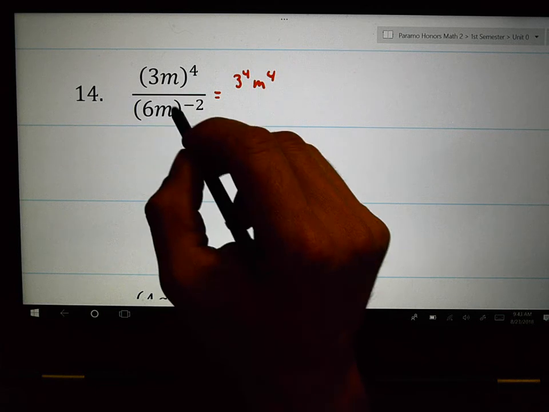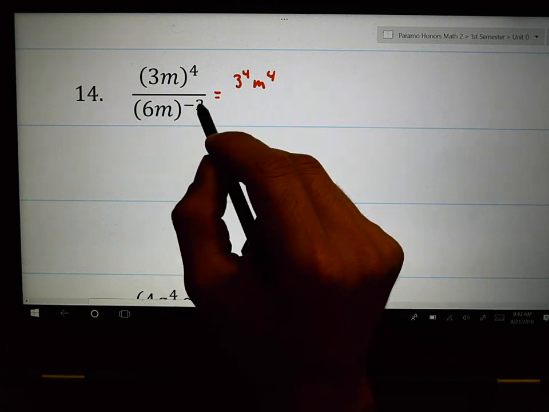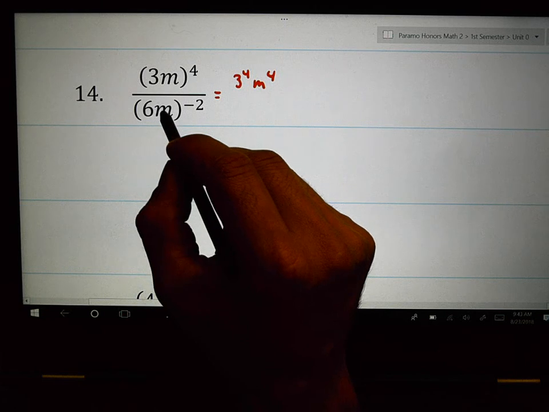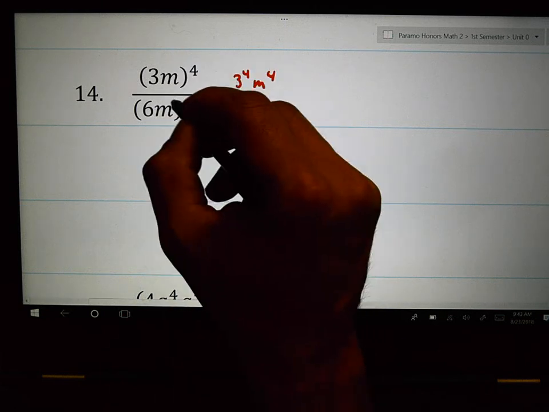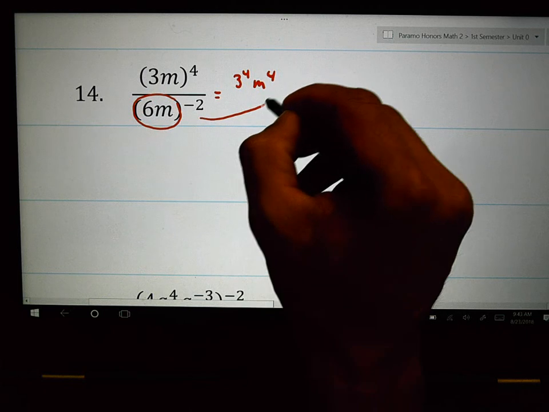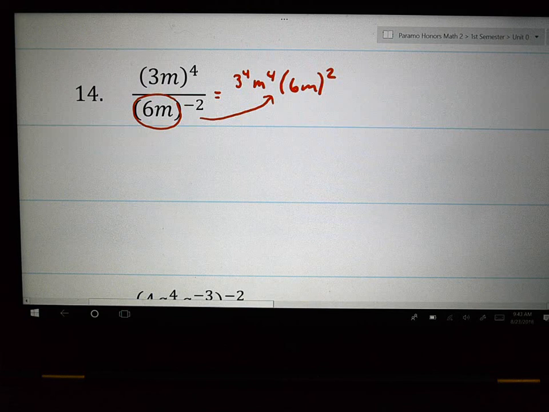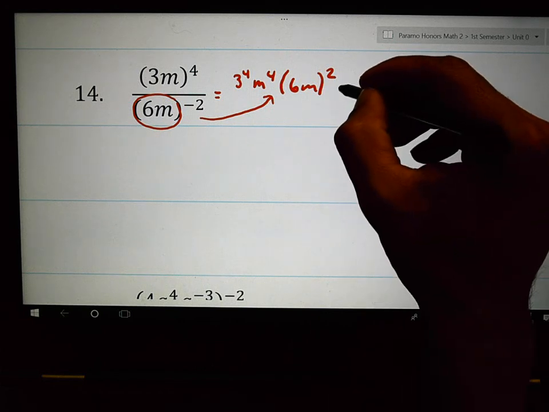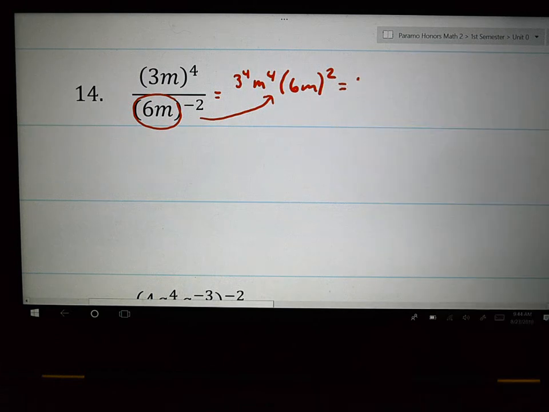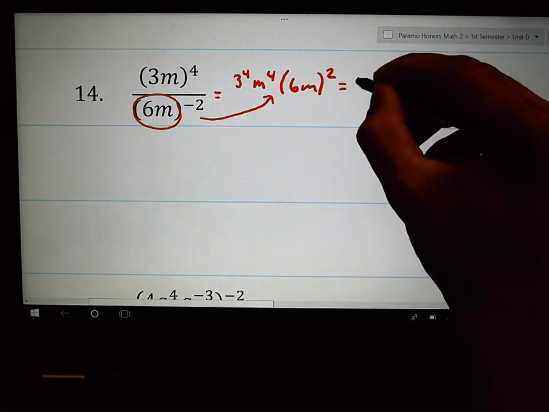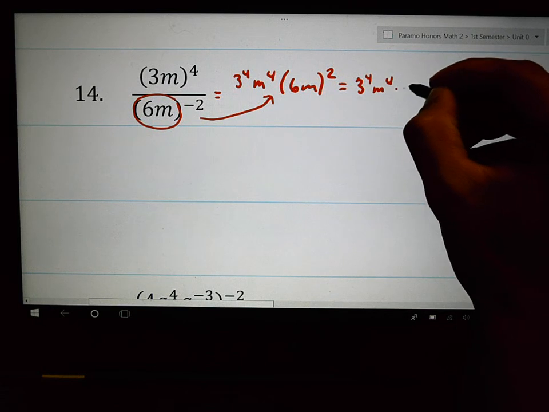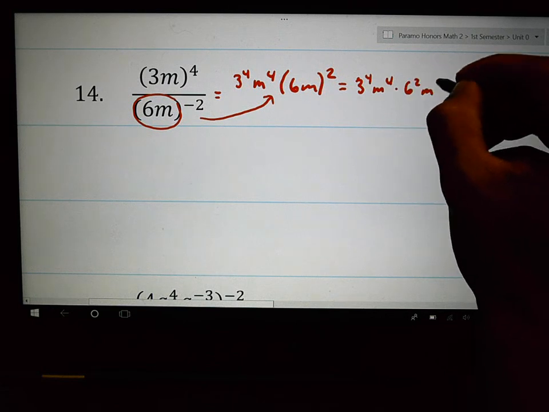Some people will leave this down here. Some people will put that negative 2 right there, 6 to the negative 2 and m to the negative 2. What I like to do, I hate to say it, when I have a group to a negative exponent, I like to move it up first. That's just me. It becomes 6m to the positive 2 in the numerator. And then 3 to the 4th, m to the 4th times 6 squared times m squared.